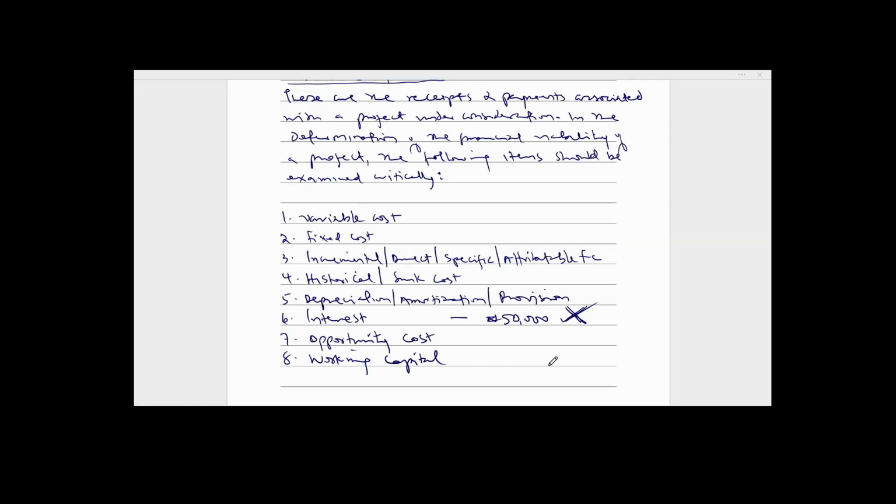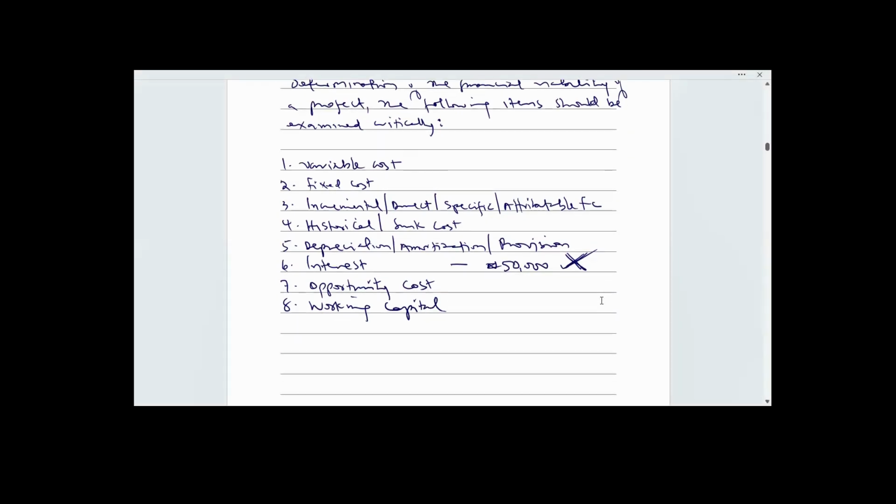Then lastly, we need to talk about working capital. Working capital represents the difference between current asset and current liability. It is the amount required for the day-to-day running of a business. However, in the determination of financial viability of a project, working capital should be treated as follows, depending on whether there's a one-off working capital or there is incremental working capital.